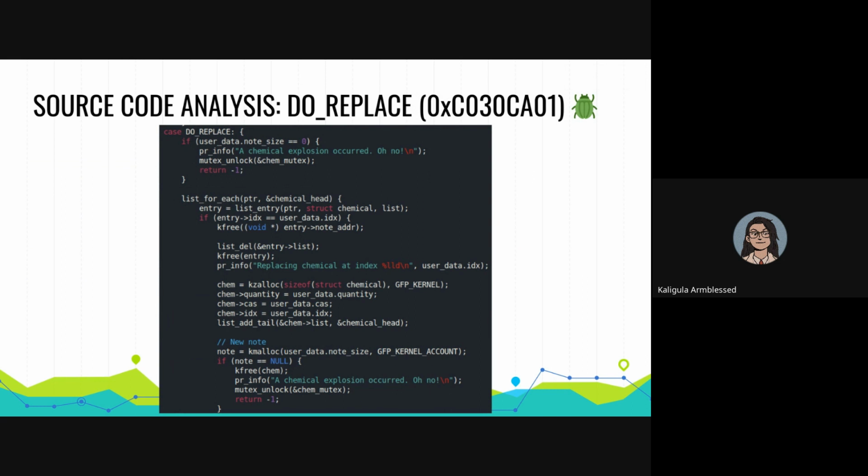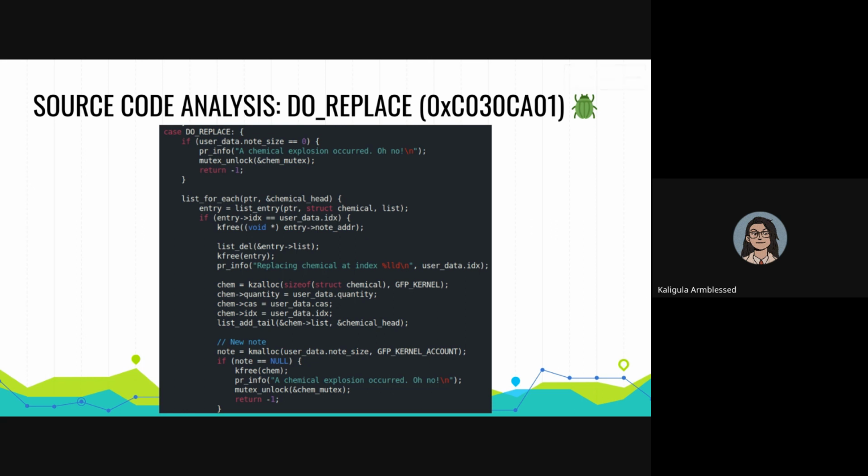If you see the top, it will first check if the user provided a node size that's equal to 0. If the node size is 0, then the function will fail. But if not, it will walk the chemical linked list. Remember we linked the chemical into a linked list just now when we created it. It will walk that linked list, and it will compare the provided requested index number with the index number of all the chemicals in the list. If one matches up, that chemical will be replaced. So you're trying to replace an item in a linked list with a new one.